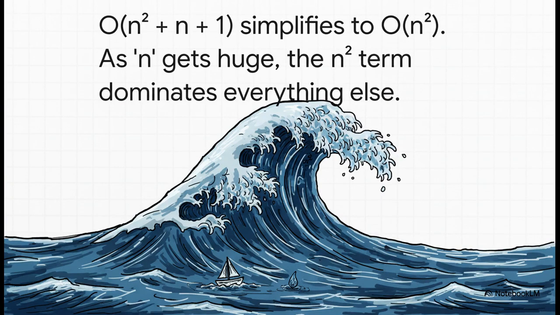And this makes it crystal clear. Let's say we analyze some code and find out its performance is something like n squared plus n plus 1. We just simplify that all the way down to O of n squared. Because think about it. If n is a million, then n squared is a trillion. The other parts, a million and 1, they're just a drop in the ocean compared to a trillion. The n squared term is the only thing that really truly matters.